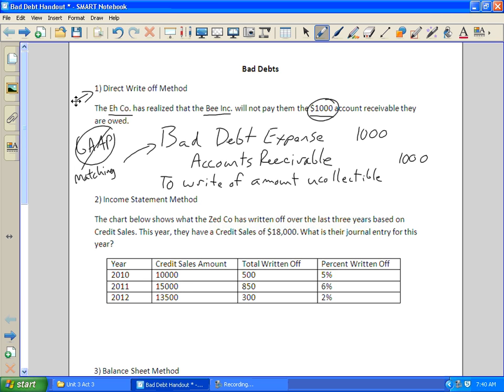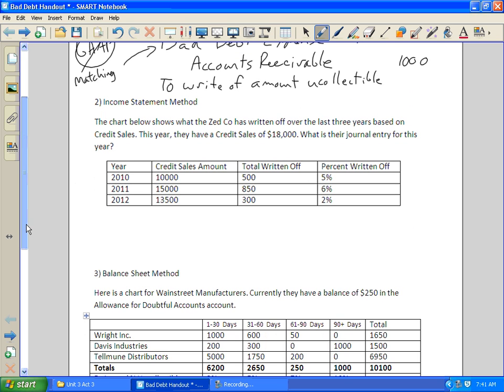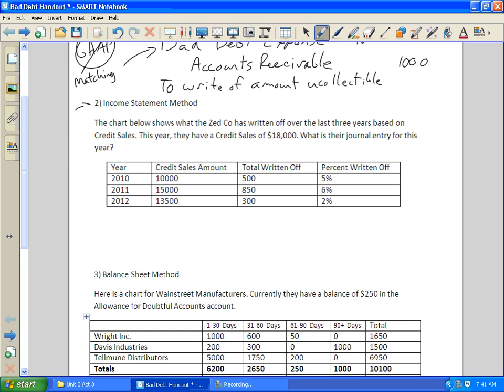I'm still going to expect you to understand it. You're still going to have to know it. Just you can never use it in practice. Okay. So that being said, let's move on to number 2. One we can use. Okay, the income statement method.